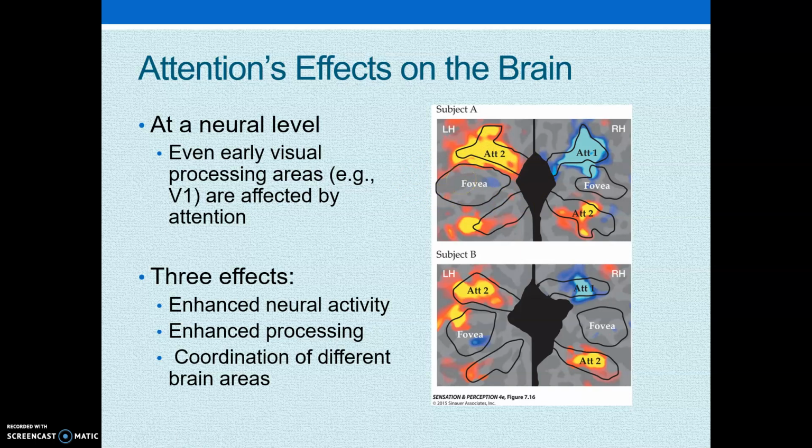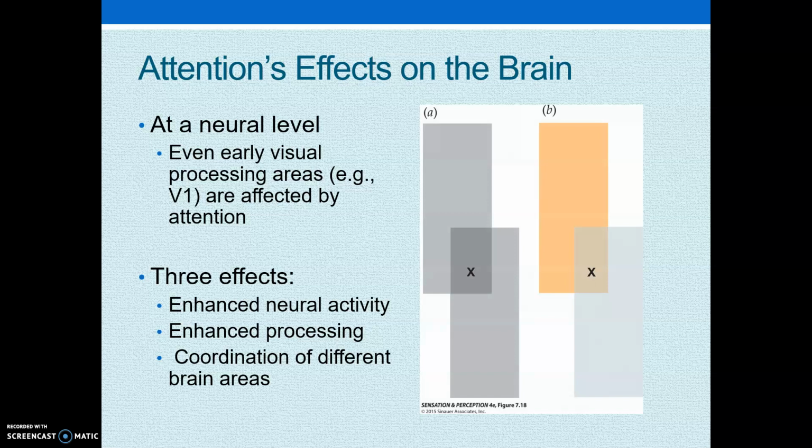Now, there are three different effects that attention can have. First of all, it can enhance activity in a particular part of the brain, as you can see here. It can enhance our processing. Something that's kind of interesting here is that it can actually alter our processing.